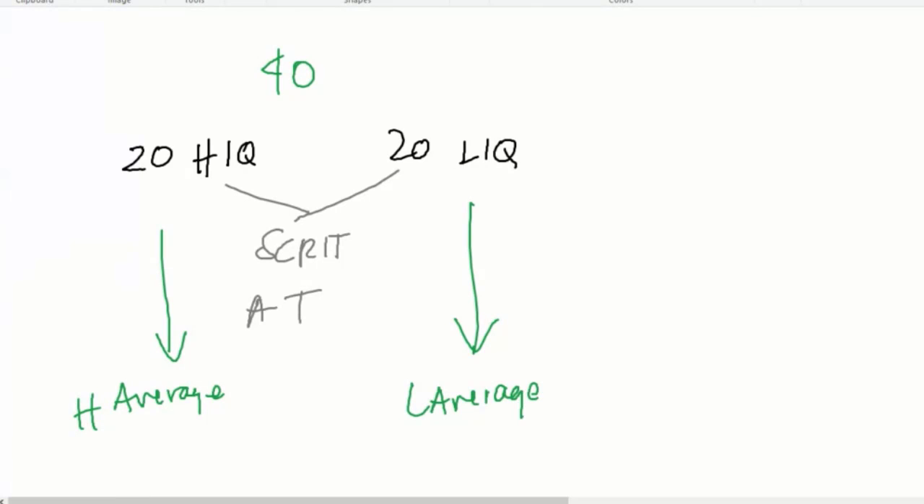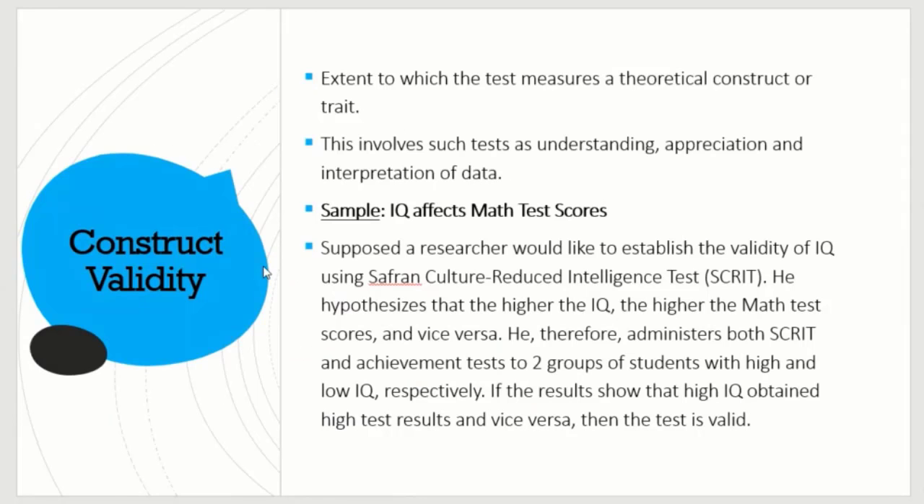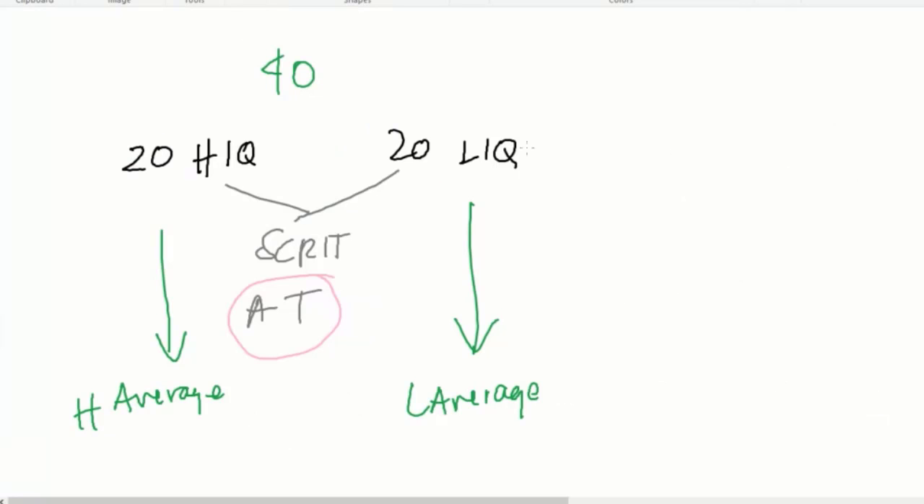So, indeed, by using this validity, it is concluded, or you can conclude that the achievement test that you did is actually construct valid, no, na talagang siya ay nag-measure ng theoretical construct, which is, in this case, IQ and its relation to math test scores.